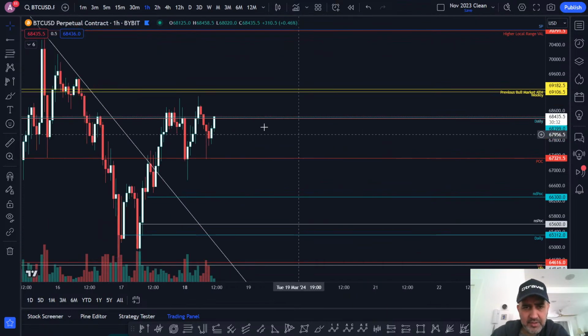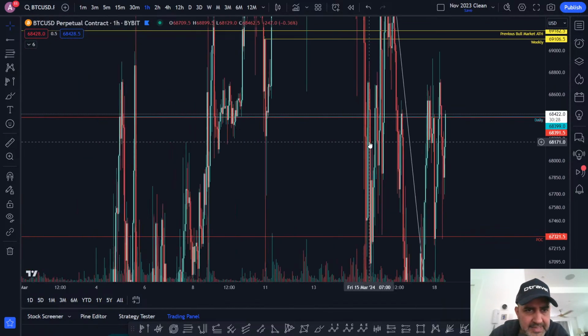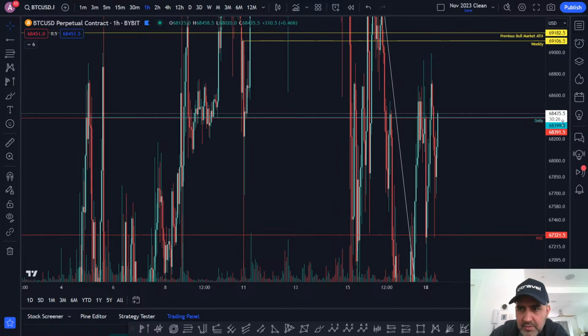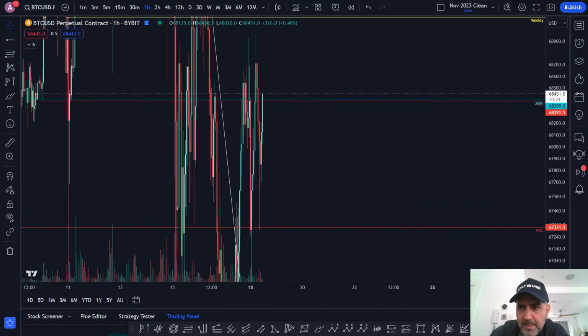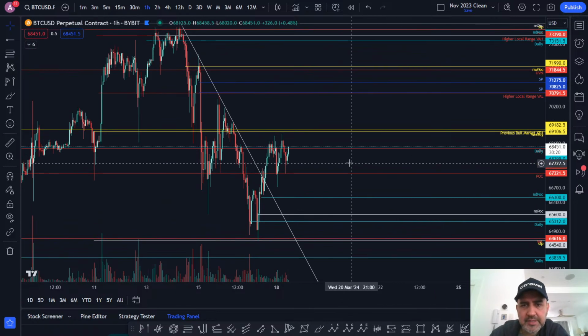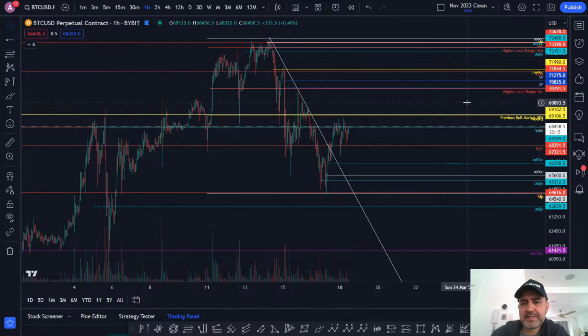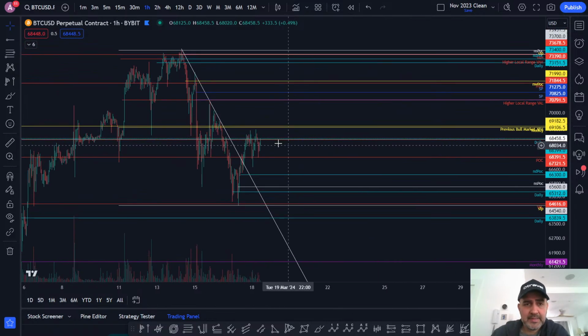Right now we're kind of going in and out of this daily level. Why have I got another line there? Oh, it's a high volume node. And with the point of control lower down, these are our lower liquidity levels as well.